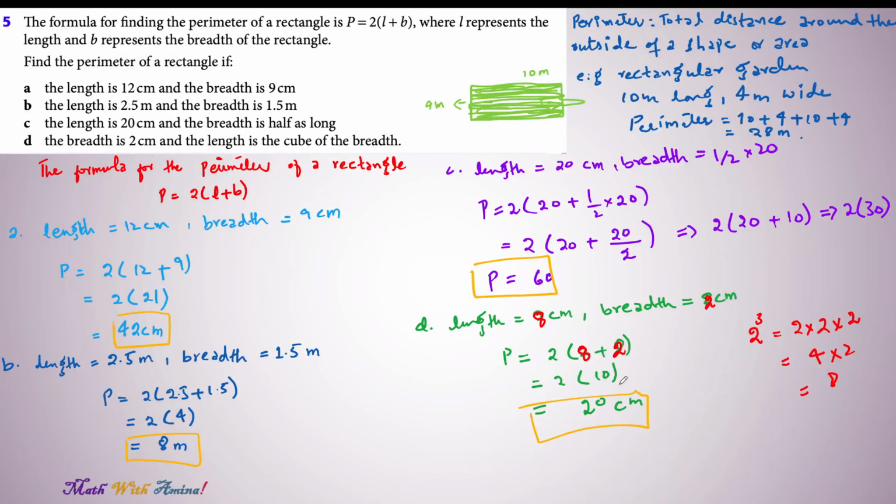This means that we have the perimeter of 20 centimeter when breadth is 2 centimeter and length is the cube of the breadth. I hope the concept of the perimeter is clear, and so are the different parts of the question given to us.